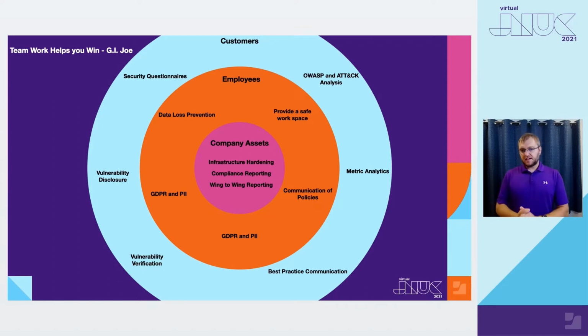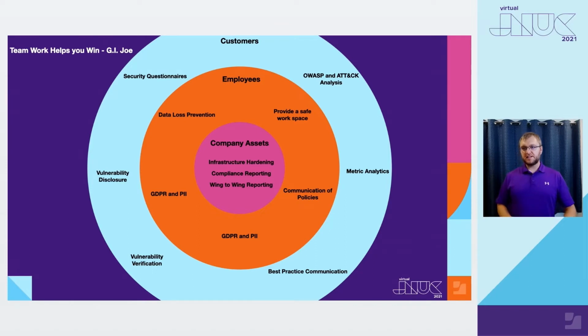Outside of that, after you take care of the company assets, you want to take care of your employees. A bunch of those are like, hey, we want to make sure that the employee doesn't have any data loss. So that's your DLPs. We want to provide a safe space for them, which does not necessarily mean just the physical space, but the digital space that they work in as well. You want to provide them with a computer that will not cause any issues for them. And you want it to be as open and accessible as possible, which is a little bit of a conundrum sometimes.